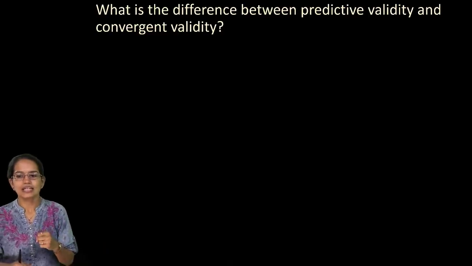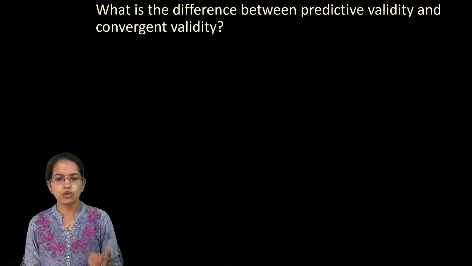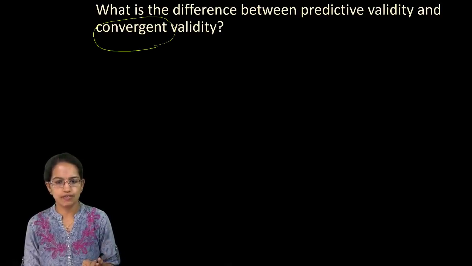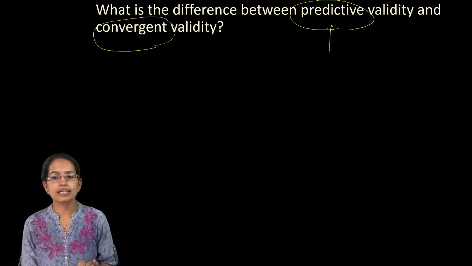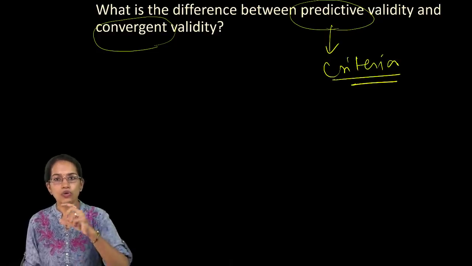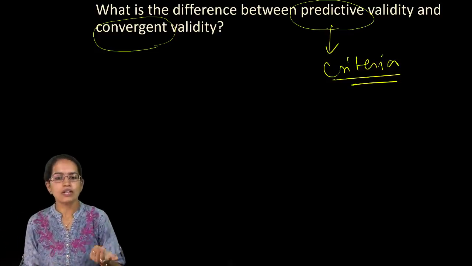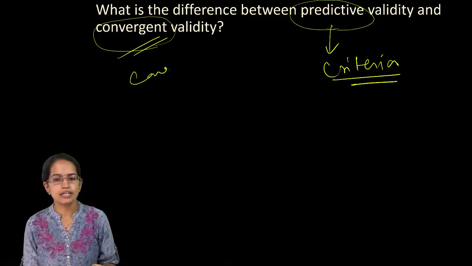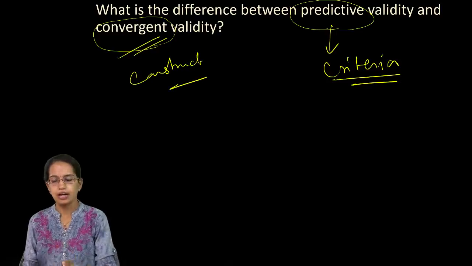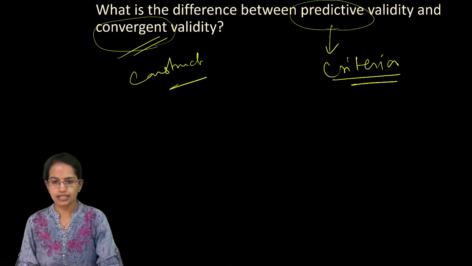The next is understanding predictive validity and convergent validity. So convergent validity is a construct validity. Predictive validity is a criterion validity. So here I am trying to take a criterion to understand the ability to predict something. However, convergent validity is a construct validity where I am trying to find out whether the 2 things are giving me a better response.